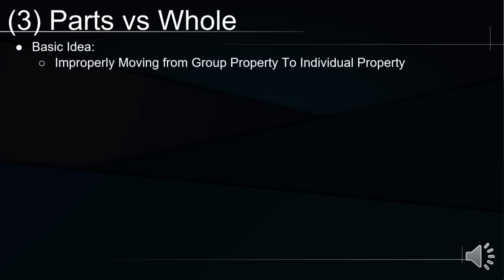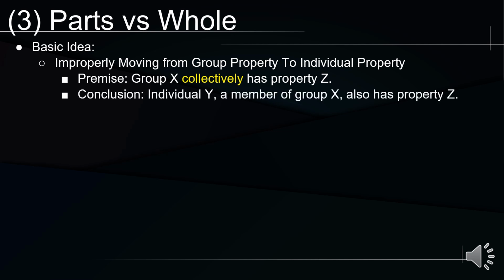Into the next one on the list, parts versus whole. Again, starting with the basic idea. Like relative versus absolute, there's two subcategories of this. Improperly moving from group properties to individual properties. In this variant, the premises tell us that group X collectively has property Z. And then the conclusion is that individual Y, being a member of group X, also has property Z.